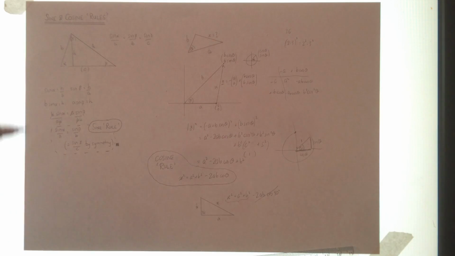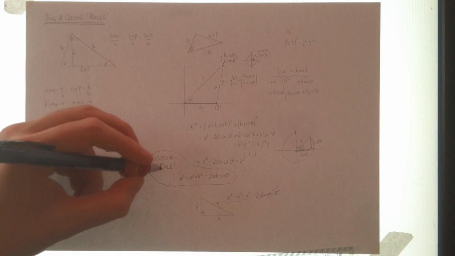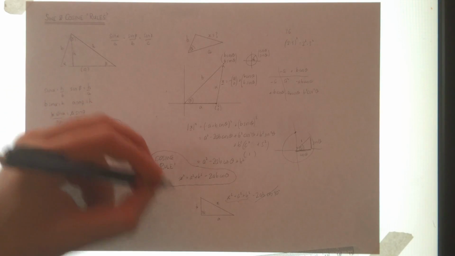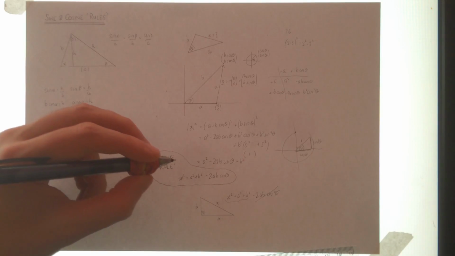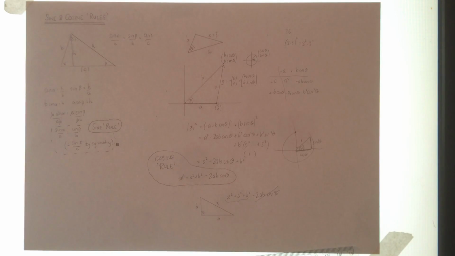Notice you shouldn't be saying Pythagoras is just a special case of the cosine rule, because we used Pythagoras in order to get the cosine rule. It's just an observation that everything makes sense when we have a right angle triangle. Okay, done.